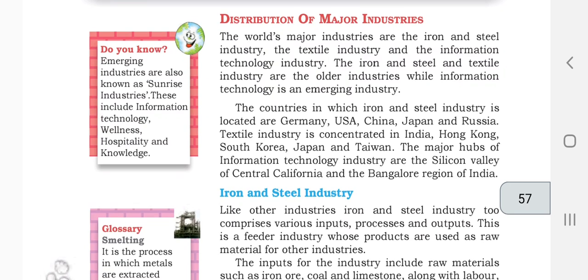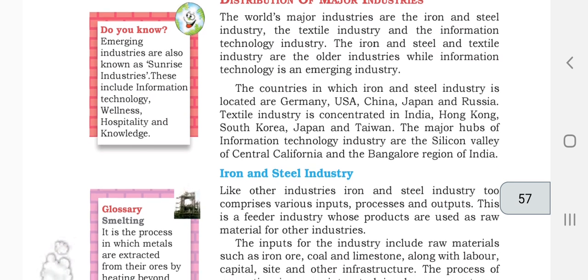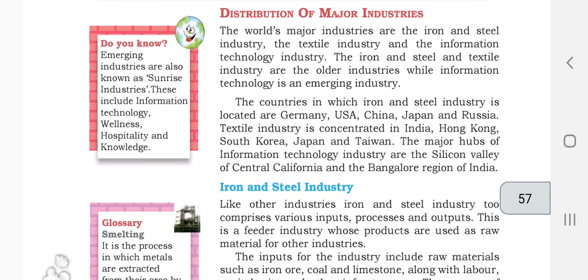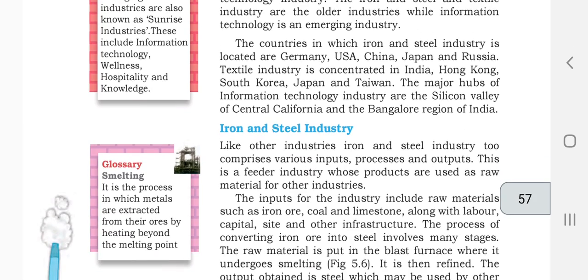The countries in which the iron and steel industry is located include Germany, USA, China, Japan, and Russia. Textile industries are concentrated in India, Hong Kong, South Korea, Japan, and Taiwan. The major hubs of the information technology industries are Silicon Valley in Central California and the Bangalore region of India. So these are some of the locations where the major industries are distributed according to their areas.